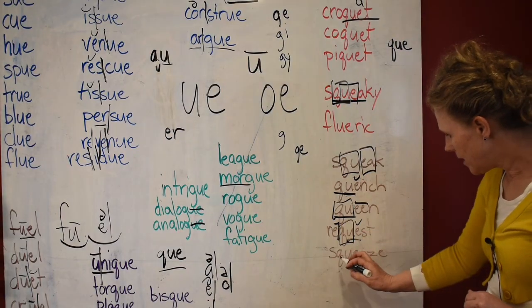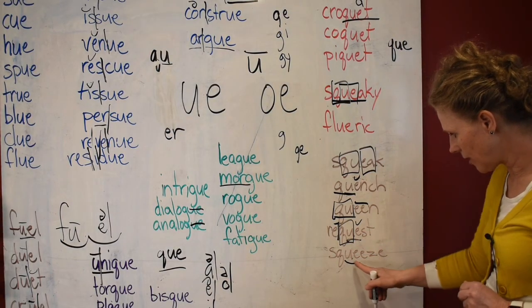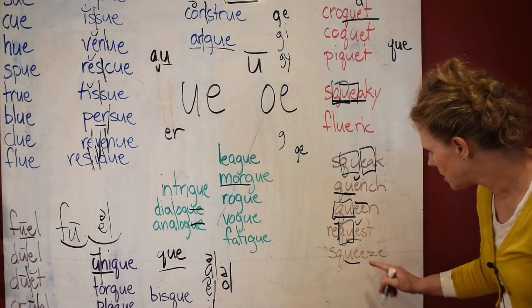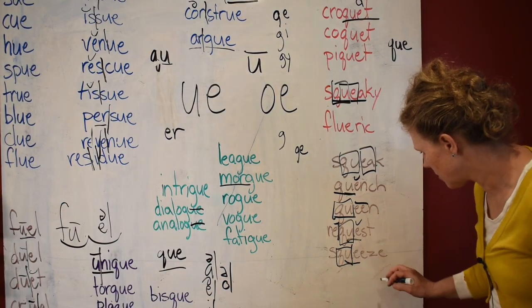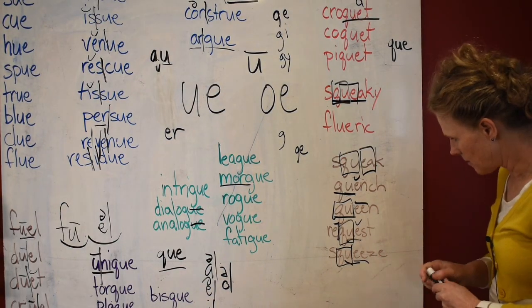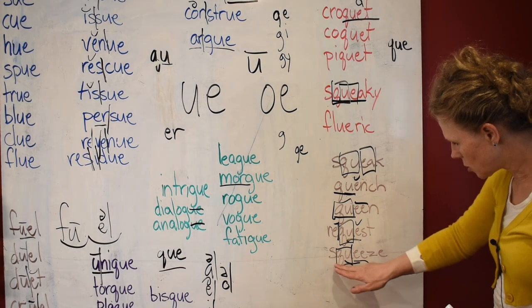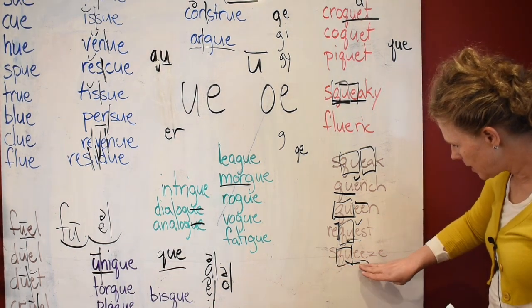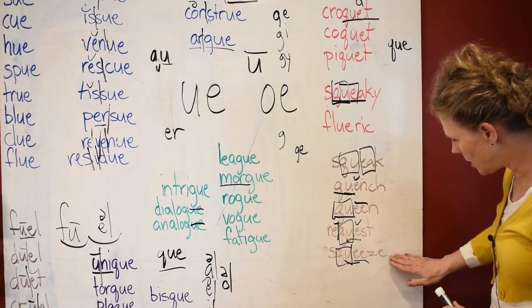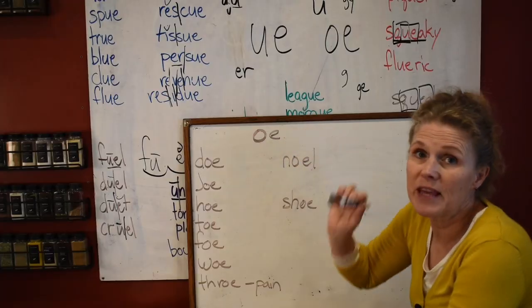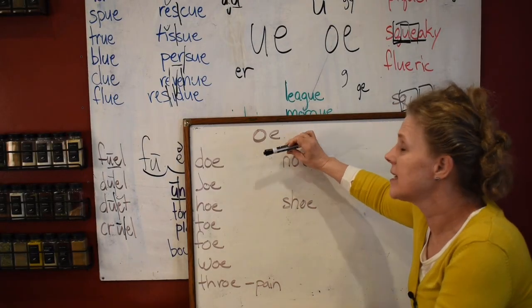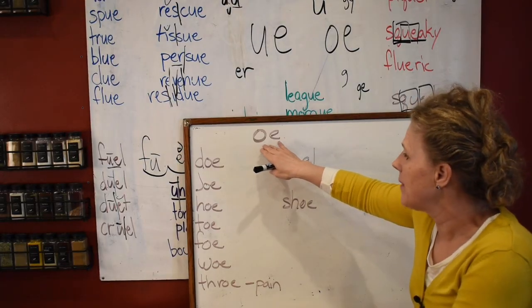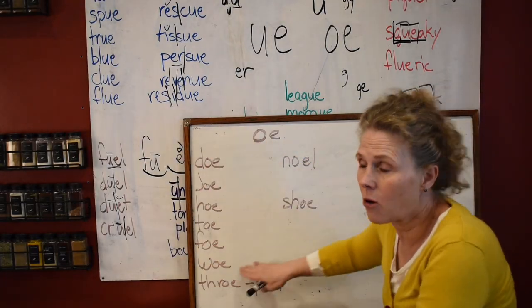Now, right here, look, it looks like you have a QU, but you do not. This goes together, and these go together. This says squeeze. This OE goes at the end of words, and it says O. And it'll be at the end of small words.